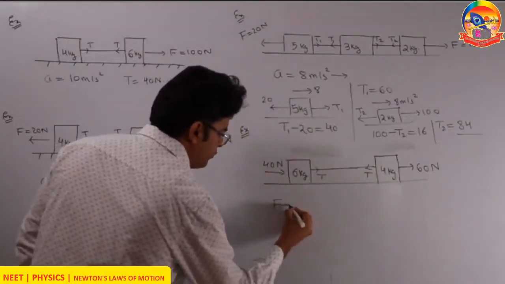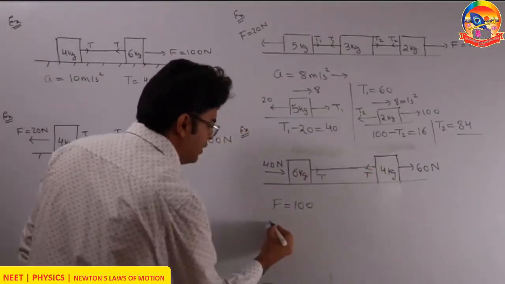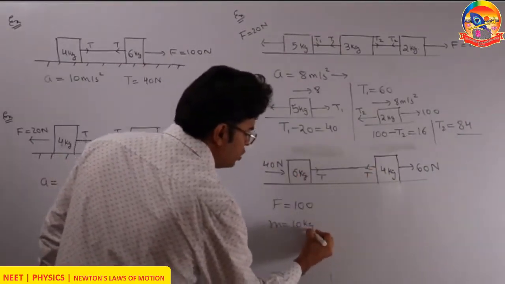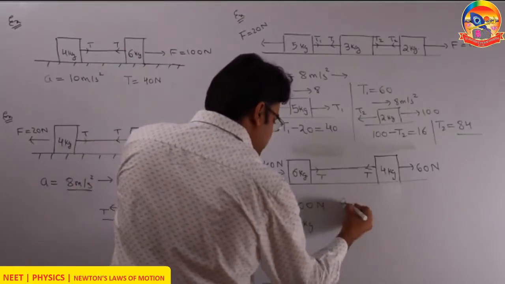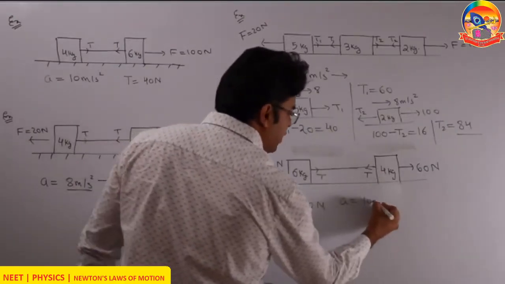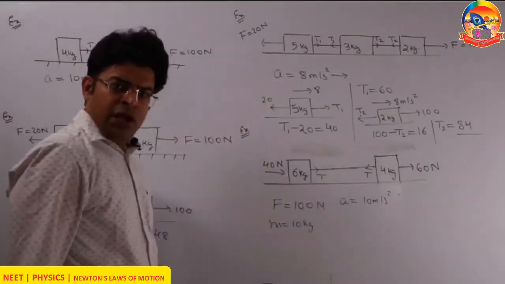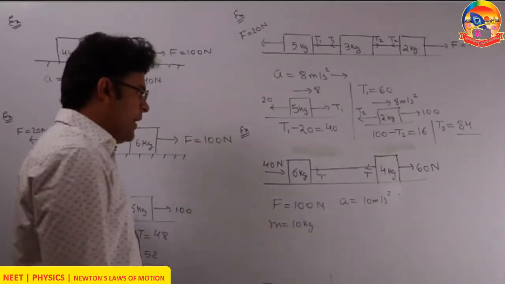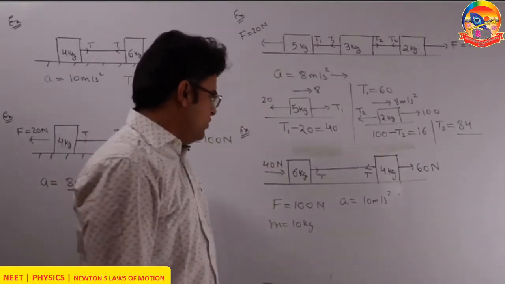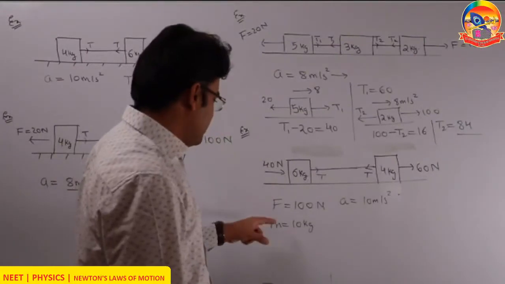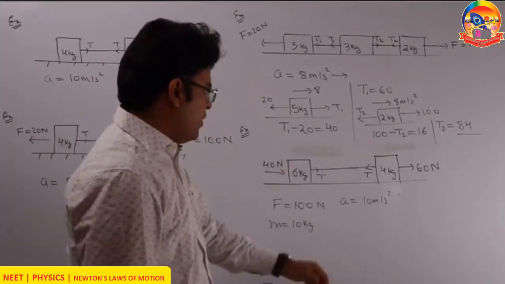The net mass of the system is 10 kg. So the combined acceleration of the system comes out to be 100 by 10, that is 10 meter per second square. Now let's calculate tension. Net force is 100, net mass is 10, so acceleration is 10 meter per second square.